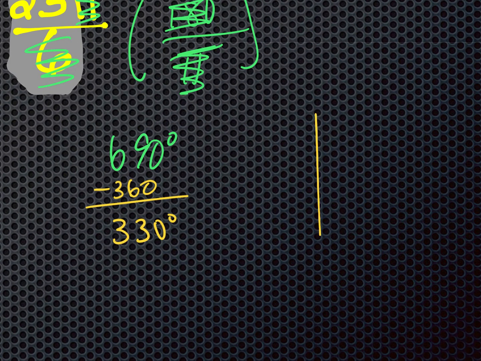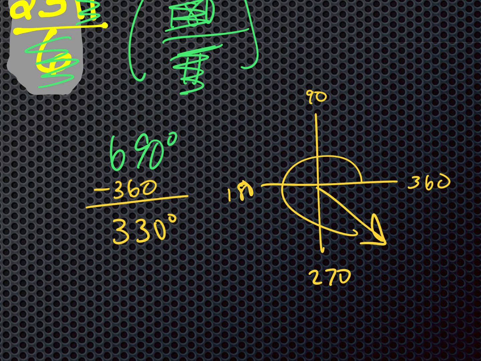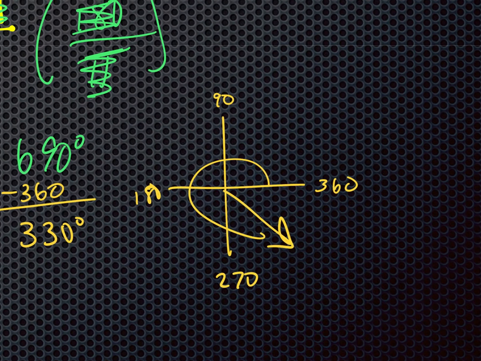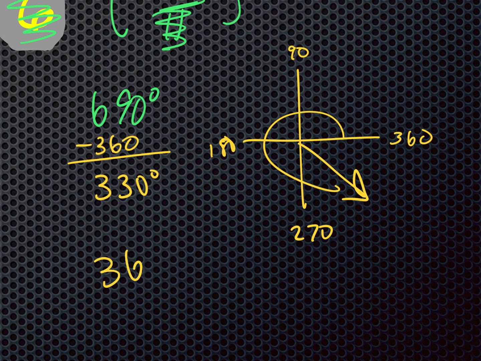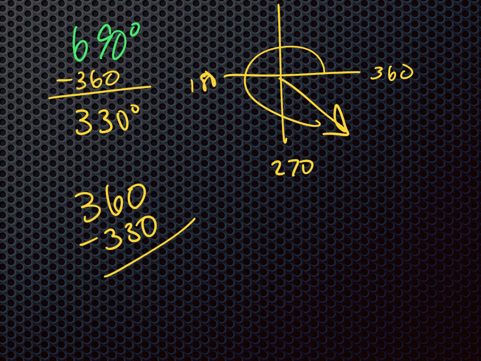Okay, so let's think about this. Here's 360, here's 270, 180, and 90, right? 330 is going to be over here. In which quadrant? Quadrant 4. What's the rule for quadrant 4? 360 minus theta, which is 330. 360 minus 330 is 30 degrees.